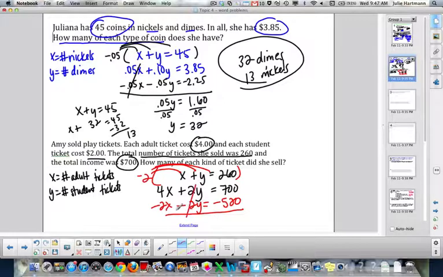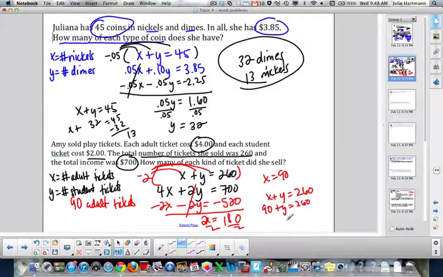2y and negative 2y cancel. That gives me 2x equals 180. Divide by 2. X equals 90. So we have 90 adult tickets. And then I know if x plus y equals 260, x is 90 plus y is 260, so y equals 170. So we have 170 student tickets.